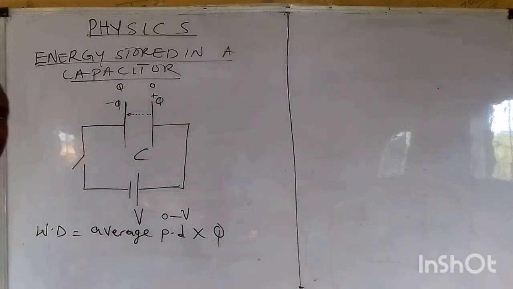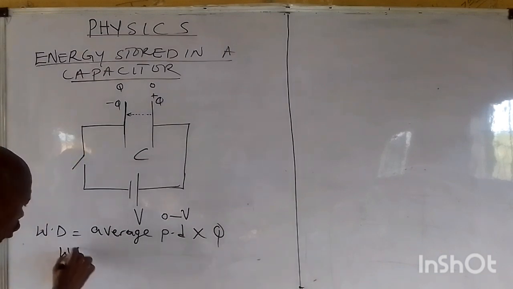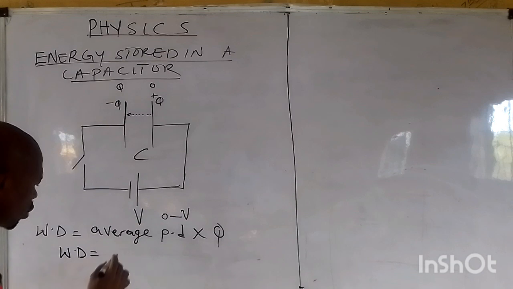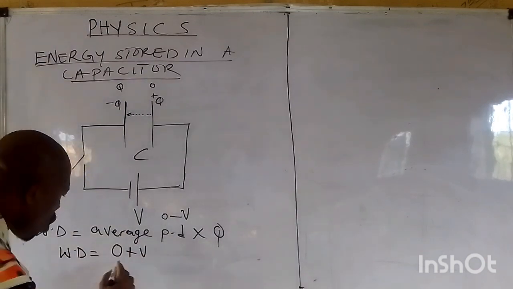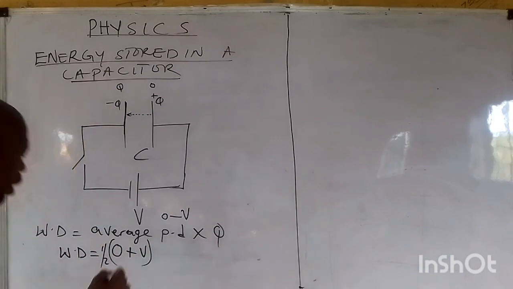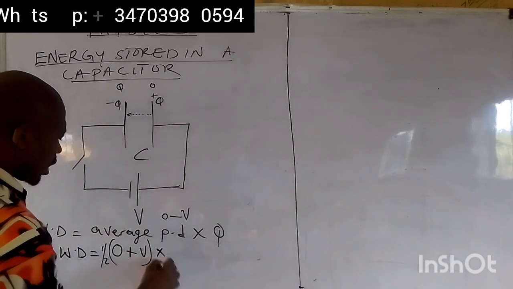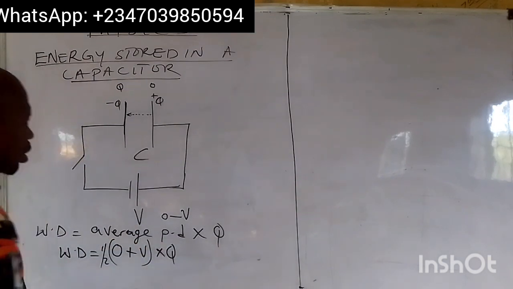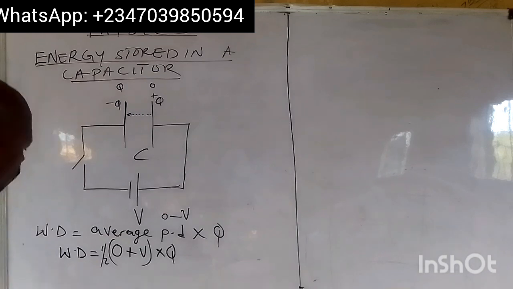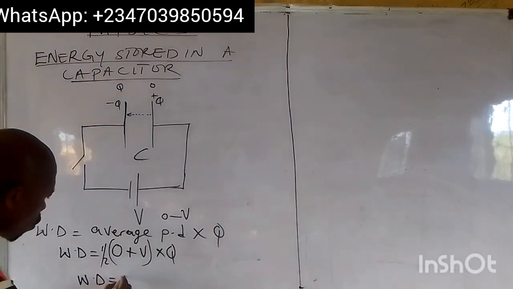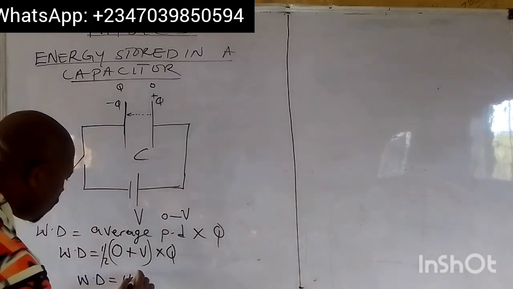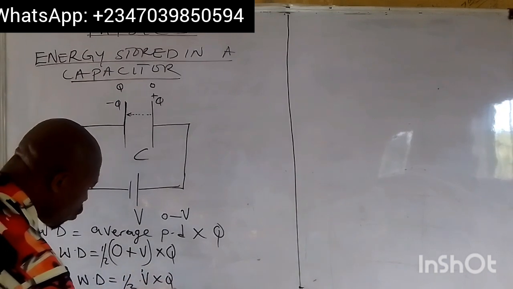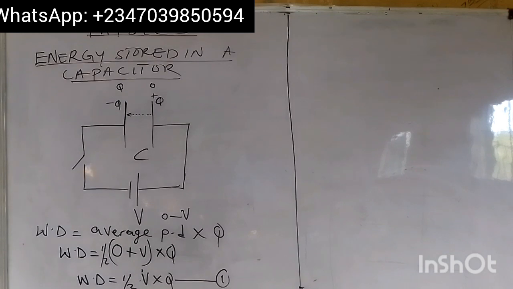Now when we say average PD, it will give us that work done is equal to the average, which is, of course, you started from initial up to the final potential V. So it will now give us half potential difference times the charge. Now when you do that, we have that work done is equal to half, and of course this one is 0, you don't need it. All you need to do is half V times Q. We can label this one as our equation 1. This is the work done.